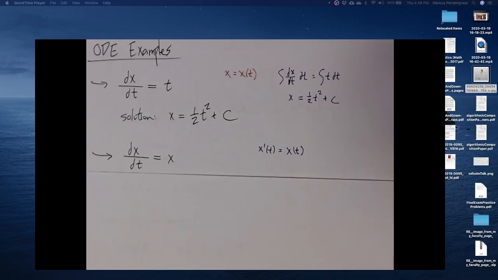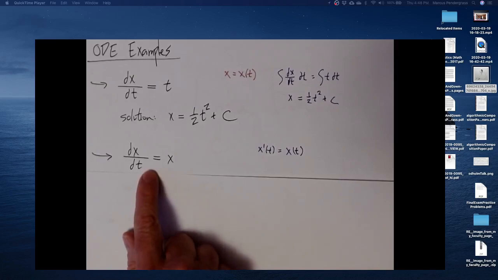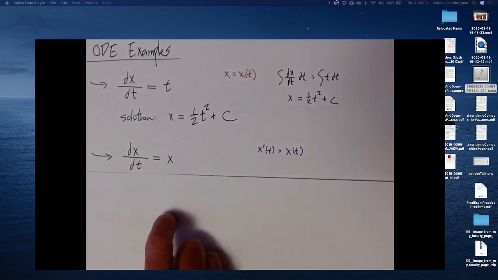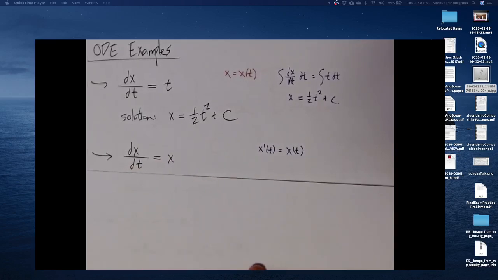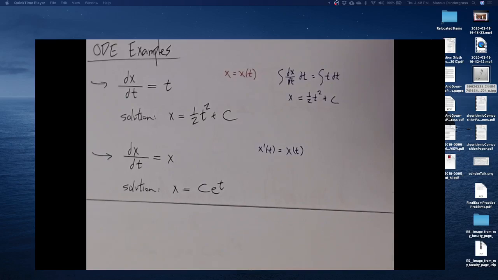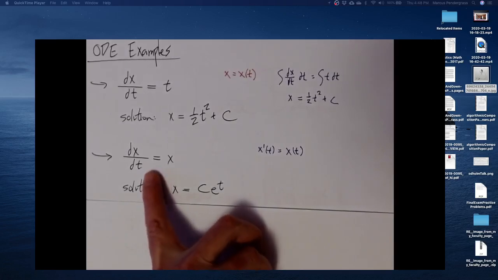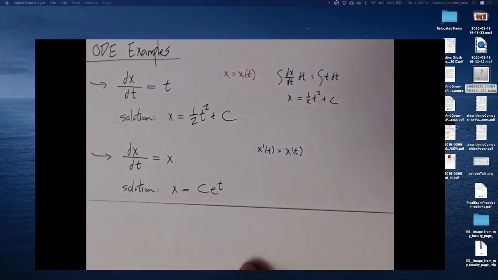I'm asking in this differential equation for a function whose derivative is equal to the function itself. Do you know a function like that? Think about it for a minute, and you think about e to the t, right? And again, remember, it's implicit in the differential equation itself that x is a function of t here. So e to the t is a function whose derivative is itself.